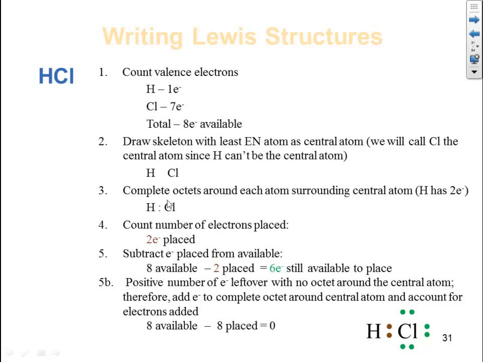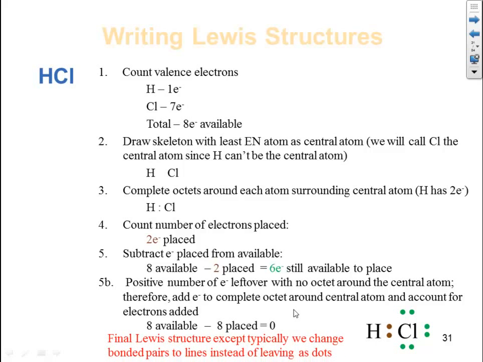Notice we only have 2 electrons around the central atom. Therefore, we can add electrons to complete the octet around the central atom and account for those electrons. So it's going to take 2, 4, 6 more electrons to get an octet around chlorine. So I have 8 around chlorine and 2 around hydrogen. If I subtract that, that means I have none left. The final Lewis structure is here, except typically we change the bonded pair to a line instead of leaving it as dots. So here is your final Lewis structure.